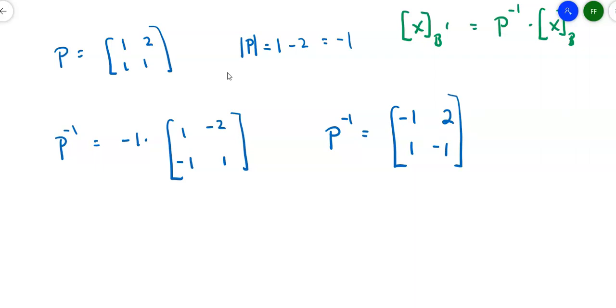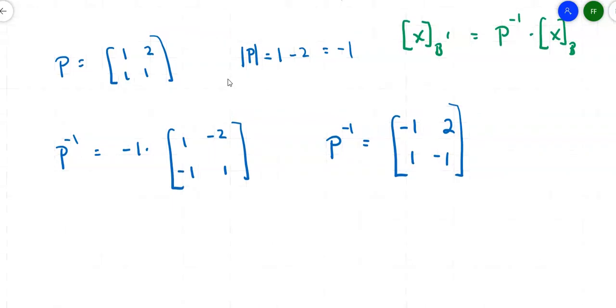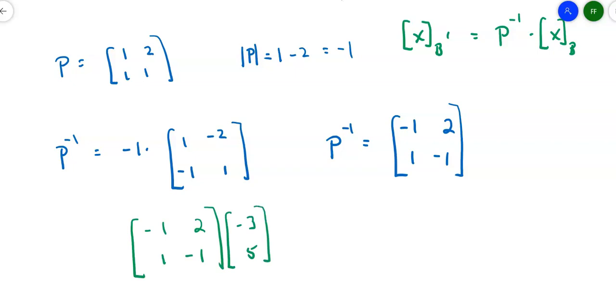What does this rule sitting up in the top corner over here say? It says if I take P inverse times the coordinate matrix of x relative to basis b, I'll end up with the answer that I want. So take -1, 2, 1, -1, and multiply it by that -3, 5 that we already have. This is P inverse times the coordinate matrix for x relative to b, and that will give me the coordinate matrix of x relative to b prime.